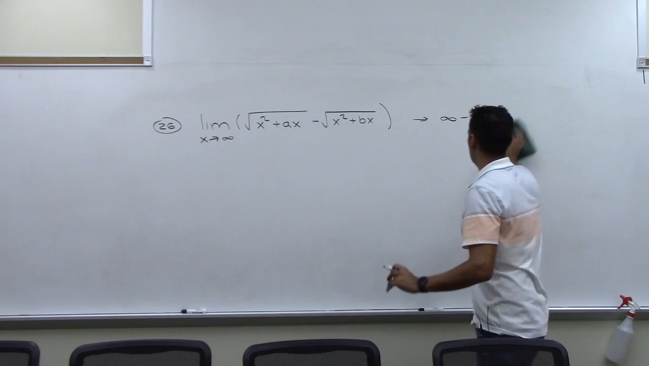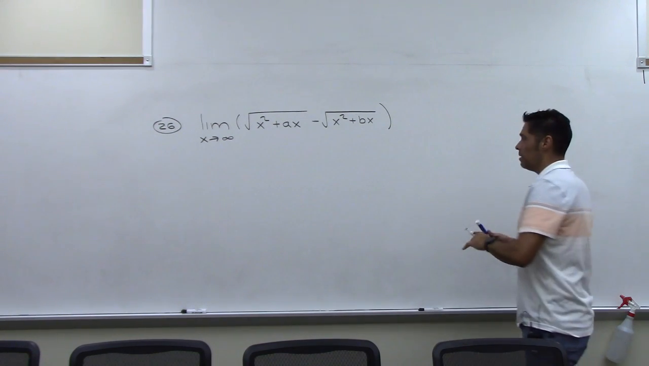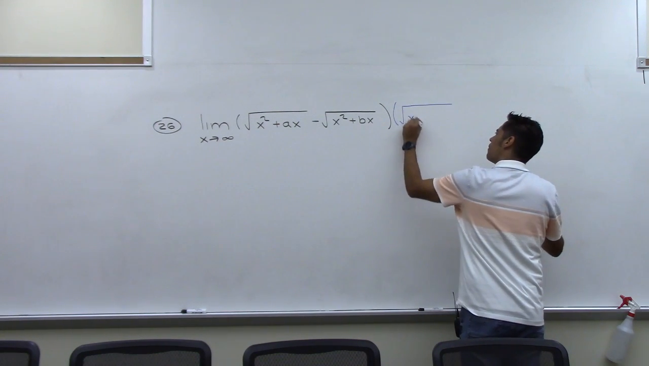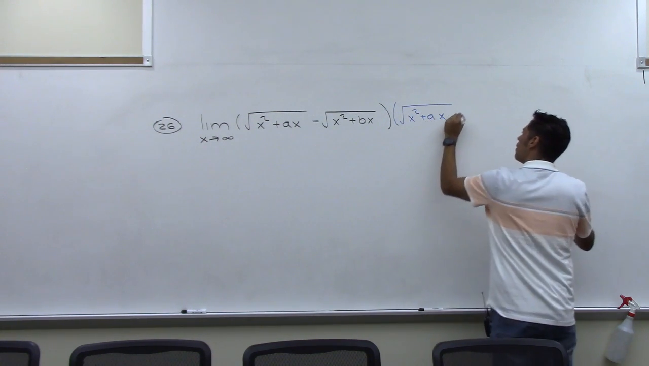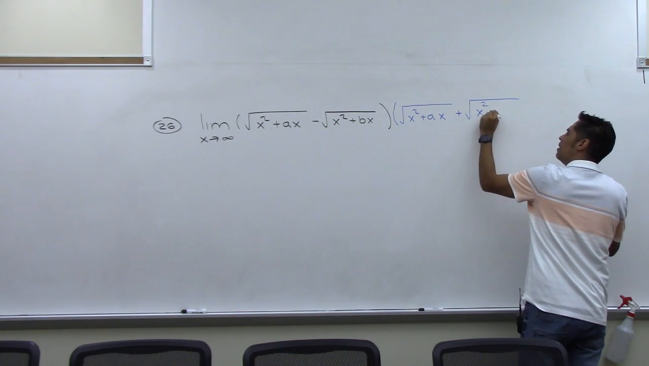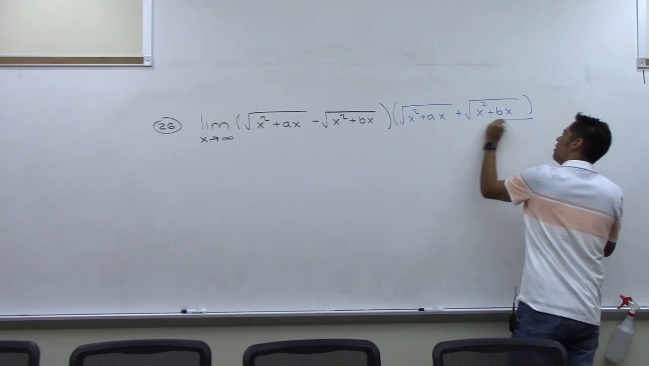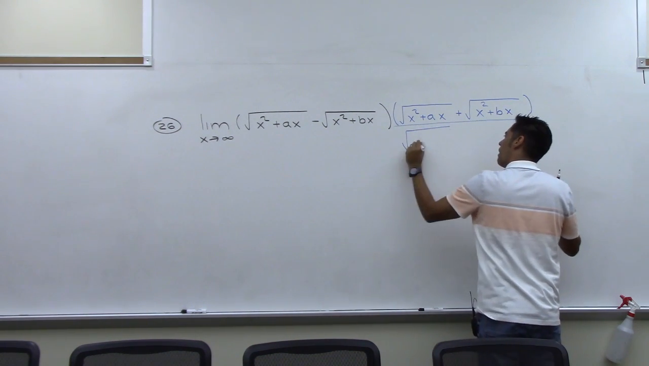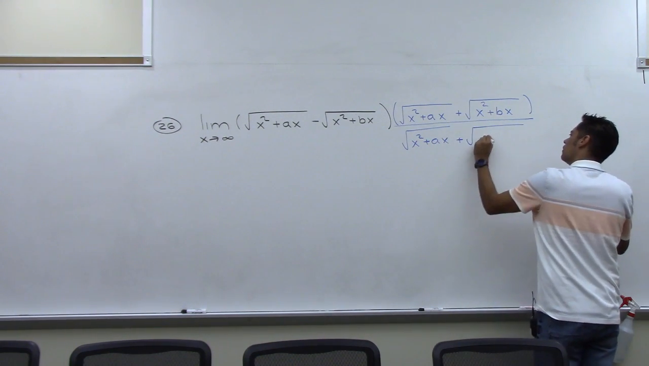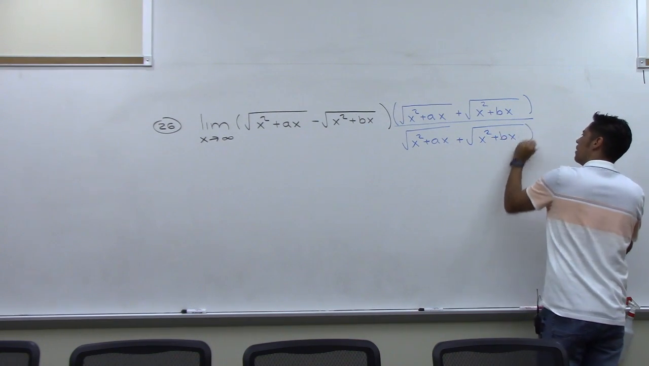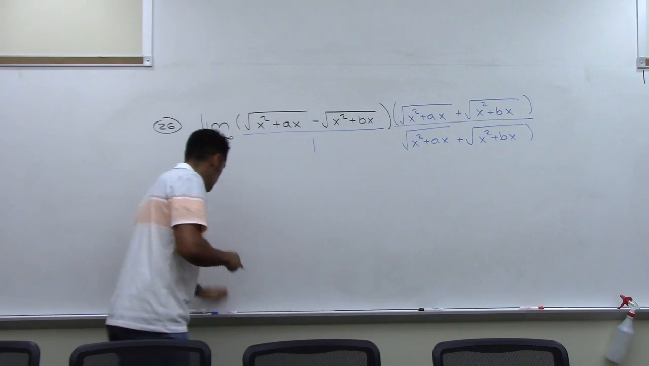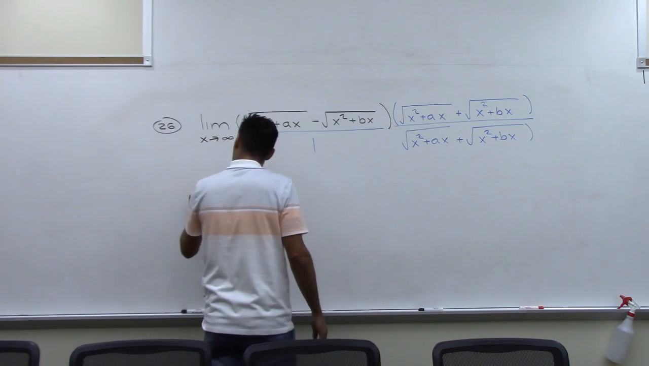And I will come in here with the conjugate. I'm just changing the signs between them, and I do that on the top and the bottom. Like that. Make this over 1. Then when I multiply out that top, let's see what I get.